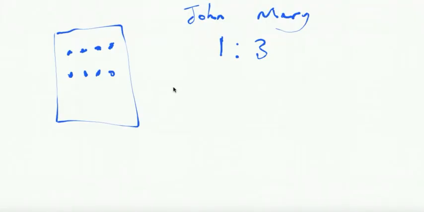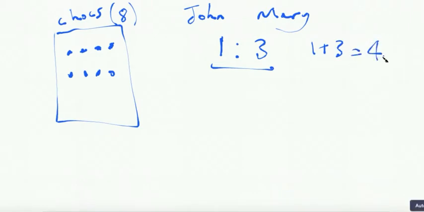We have a box of chocolates with 8 pieces inside it. So there's 8 in total, and we're going to distribute the chocolates to John and Mary in a ratio of 1 to 3. How much will John get and how many chocolates will Mary get? Let's use this ratio to figure this out. Firstly, we know that this ratio has 4 parts to it.